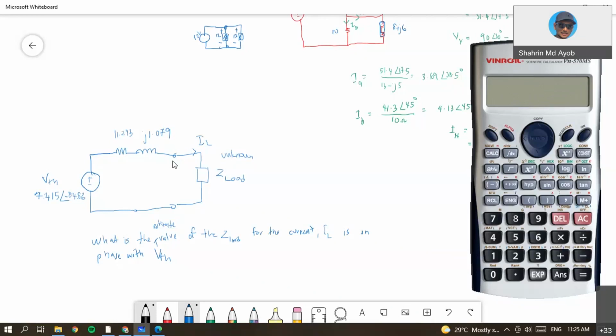I give you around maybe 5 minutes to think about the answer. If you have obtained the answer, you can privately message me through the chat room. Okay, 5 minutes. Get the values of the load so that the IL is in phase with the V-terminal.